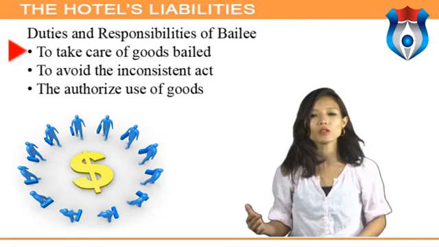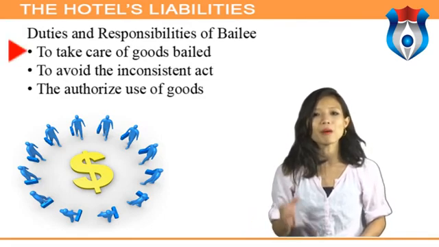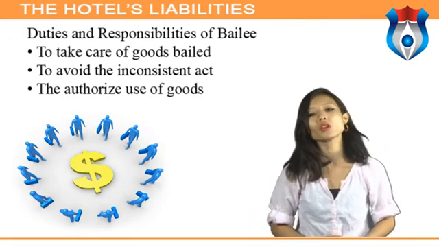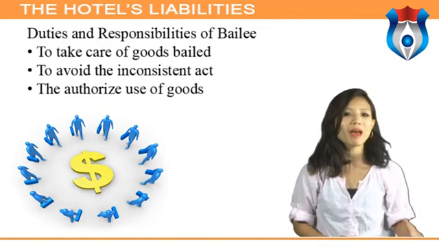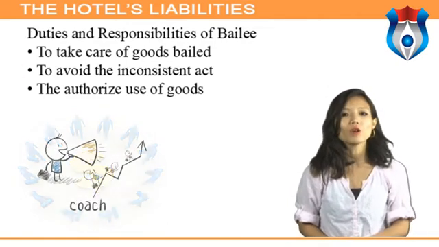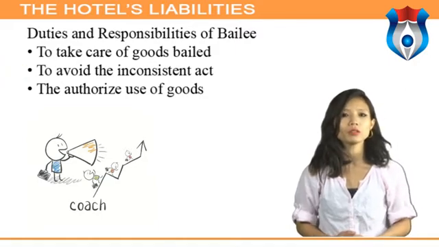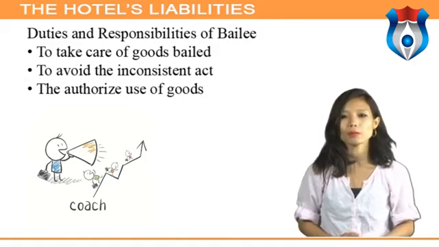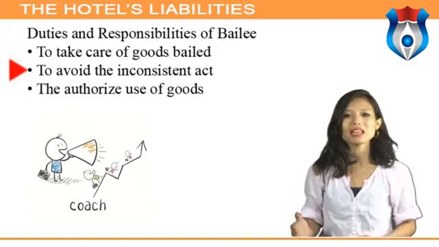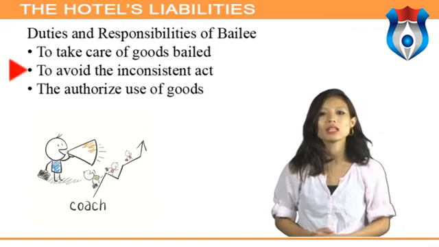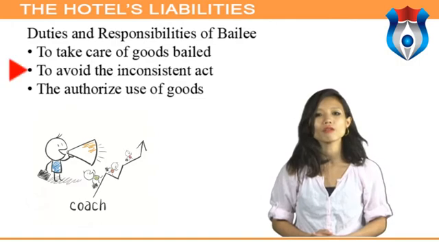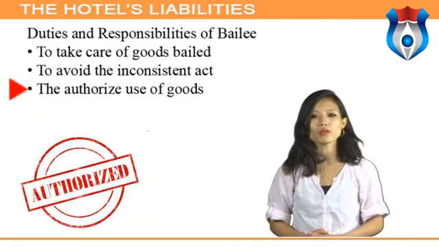To take care of goods bailed. The bailee is bound to take as much care of the goods entrusted to him as a man of ordinary prudence. To avoid the inconsistent act. A contract of bailment is voidable at the option of the bailor if the bailee does any act with regard to the goods bailed inconsistent with the conditions of the bailment. The unauthorized use of goods.